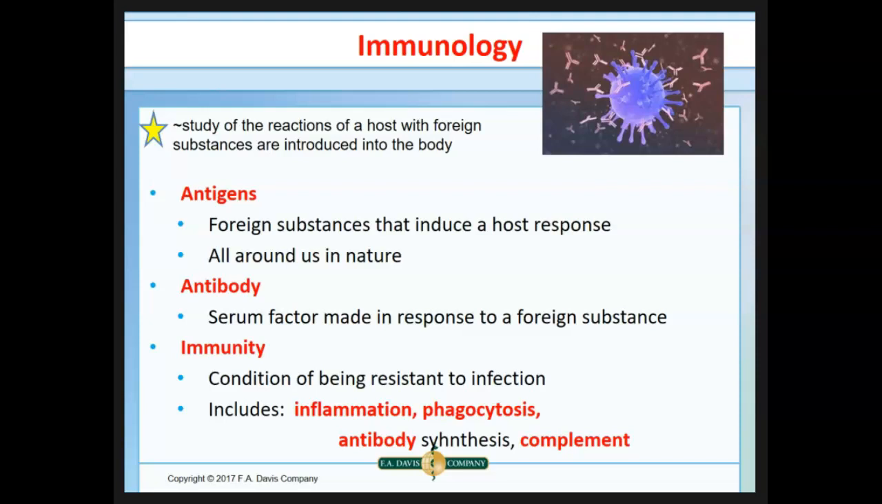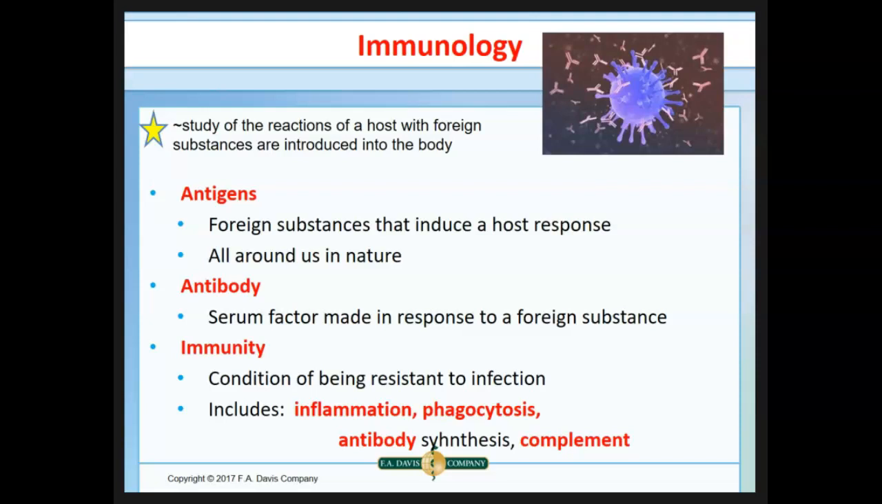So the antigens are the foreign substances that induce a host response, and they are all around us in nature. And they could be so many different things, from pollen, bacteria, viruses, anything that's going to cause an immunity response. The antibody is the serum or plasma factor made in response to a foreign substance.